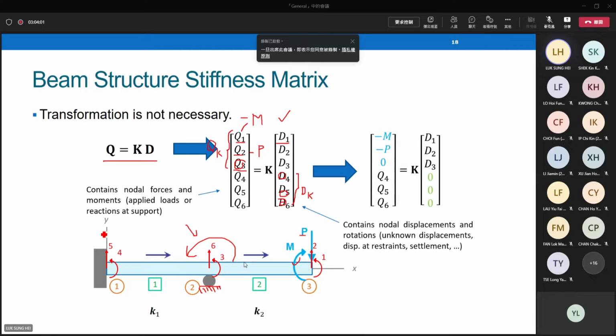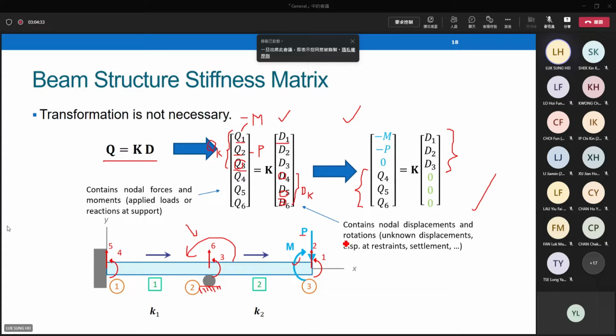By doing this inspection, by doing this mapping, you can easily find out QK, DK. Minus M, minus P, 0 for the known force vector, and then 0, 0, 0 for DK, the known displacement vector. In this task, you are asked to use the first part to solve for the unknown displacement, and then, if necessary, find out reactions if required to do so.